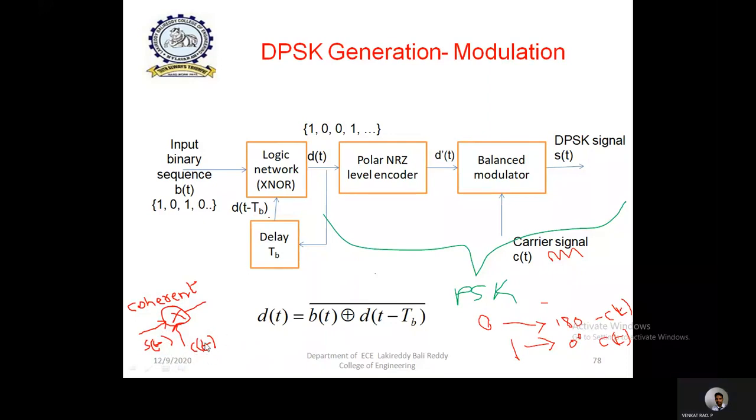So it is concluded that maintaining the same coherent carrier in the demodulation is very difficult in the case of coherent detection. That's why, without the use of this coherent carrier in the demodulation, in a non-coherent way, we are able to demodulate the PSK signals.